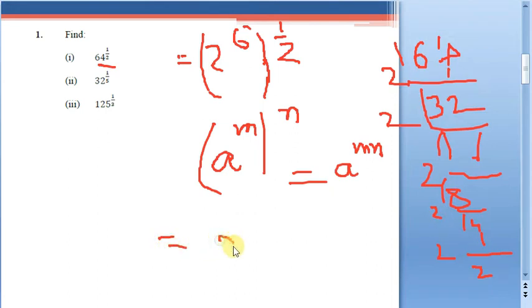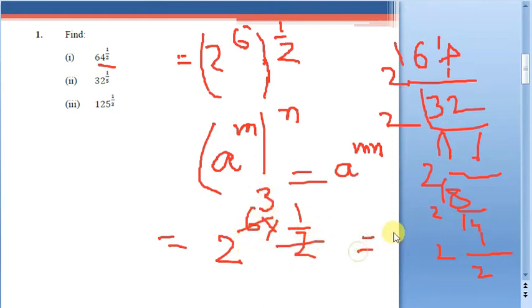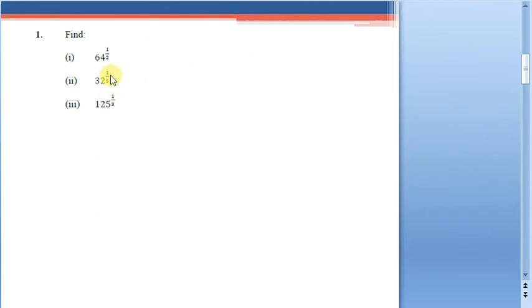So what is the answer here? Using this, it is going to be 2 power 6 into 1 by 2. What is 6 into 1 by 2? 2 goes into 6 three times. So 2 cube is 8. The answer is going to be 8 for this question. This matches converting it directly as 8 square whole power 1 by 2. Now let us take the second example, which is 32 power 1 by 5.